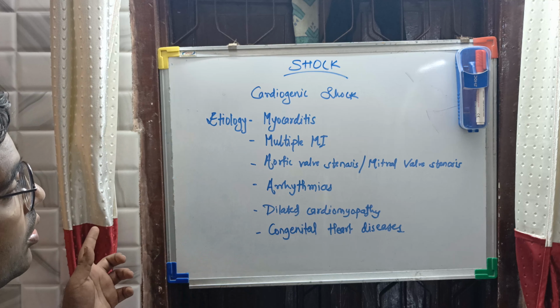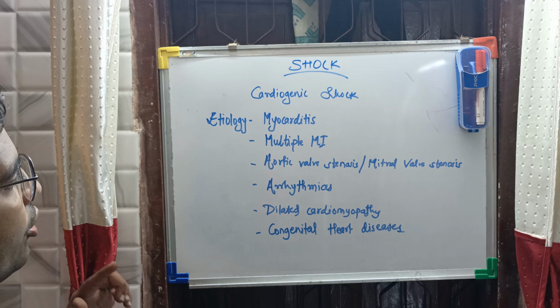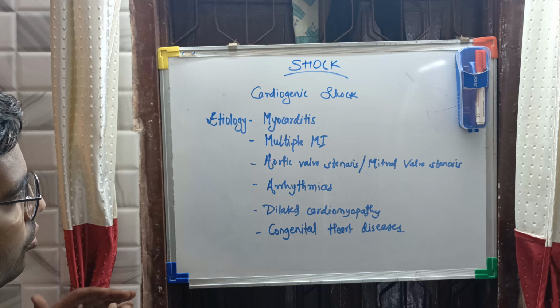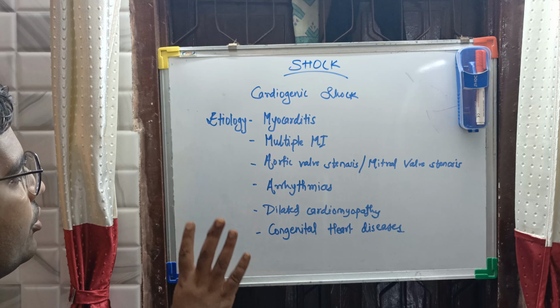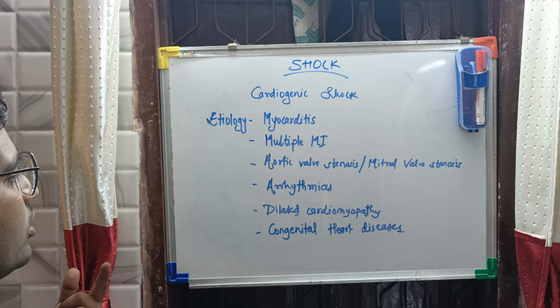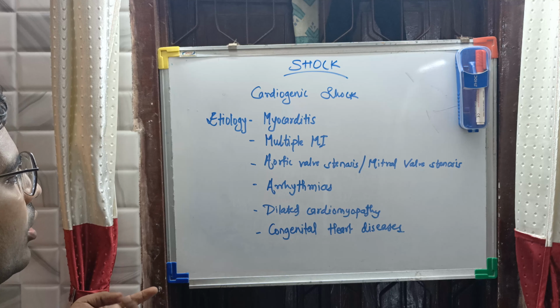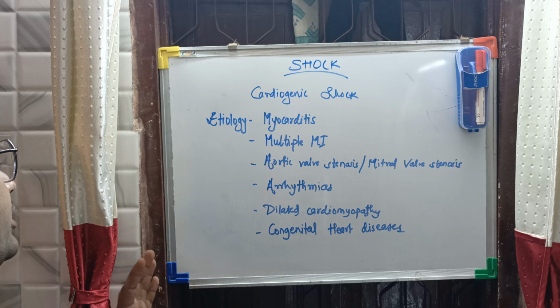Multiple MI, multiple heart attacks if the patient is having them. Aortic valve stenosis, if there is stenosis of the aortic valve through which the blood passes. Mitral valve stenosis is also there. Arrhythmias. Arrhythmias may be an increased heart rate or a decreased heart rate, which we can call tachycardia or bradycardia. Dilated cardiomyopathy and congenital heart diseases.